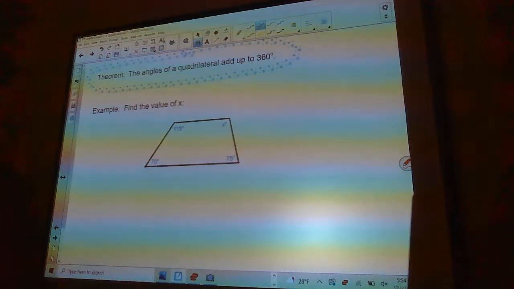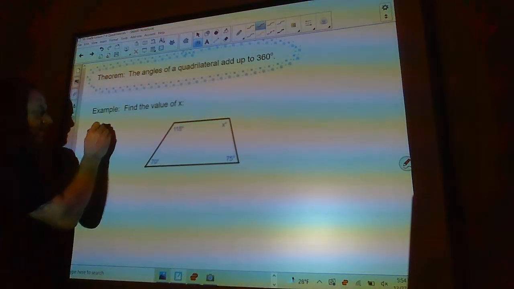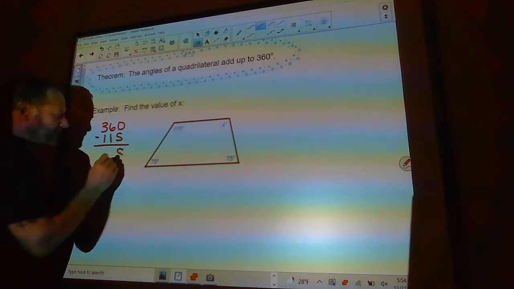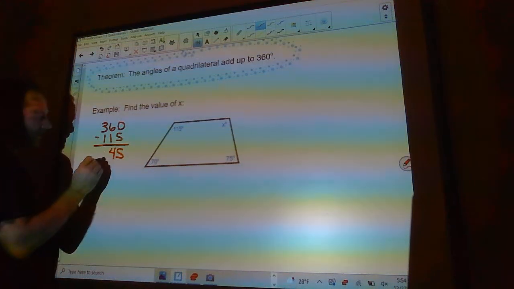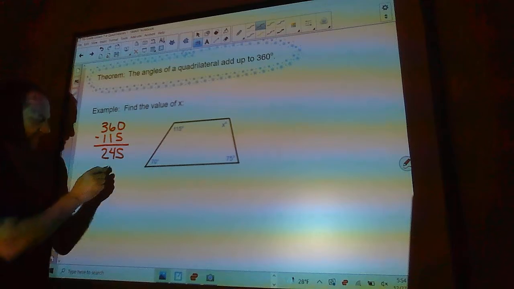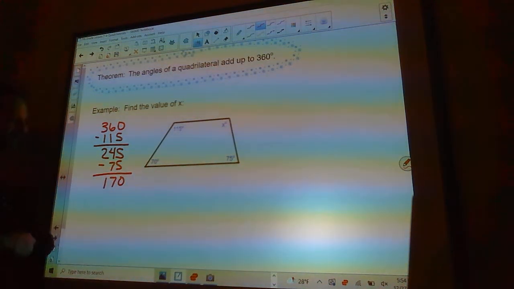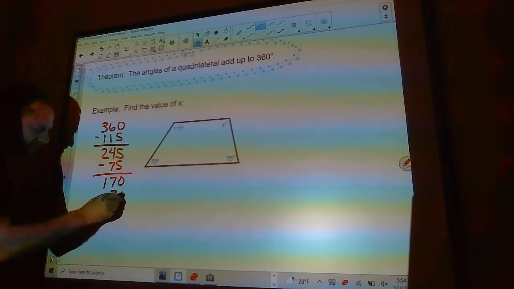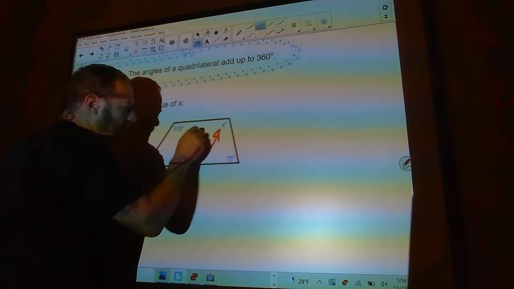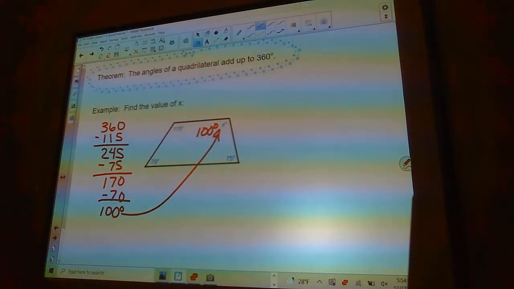as we look at this quadrilateral right here. So we know that this has 360 degrees. There's 115 of them here. So we're going to take 360, we're going to subtract 115. So that's going to leave me with 245. There's 75 of them right there, so we're going to subtract out 75. That leaves 170 of them. I subtract out 70 right there, that leaves 100 degrees, which must go right there. That's 100 degrees right there. So we know that x is 100.